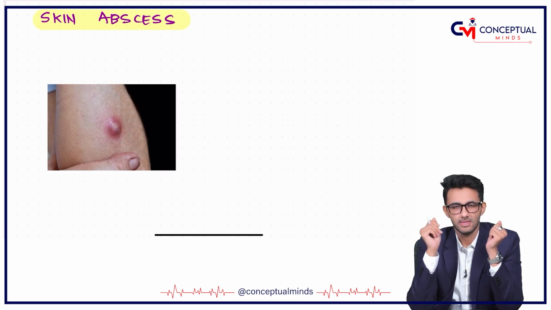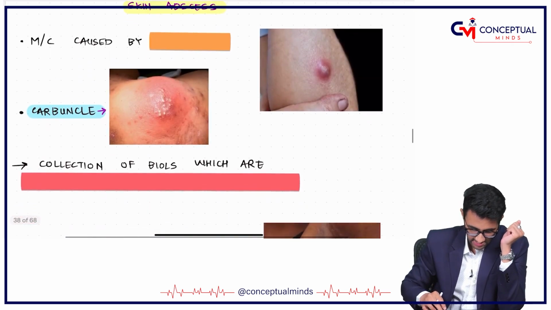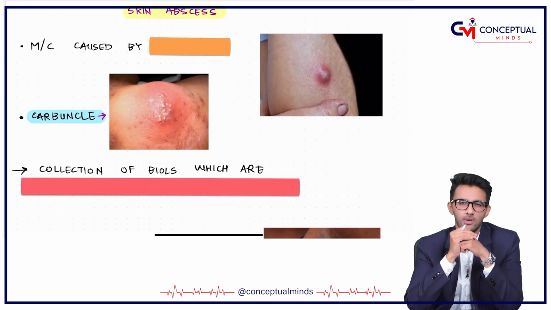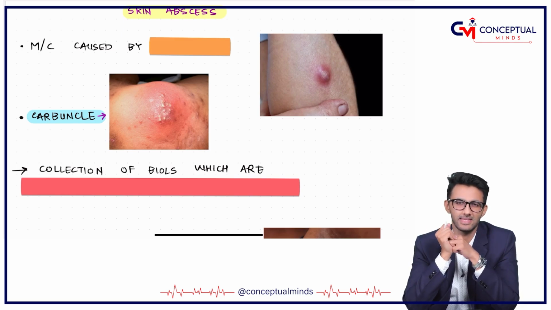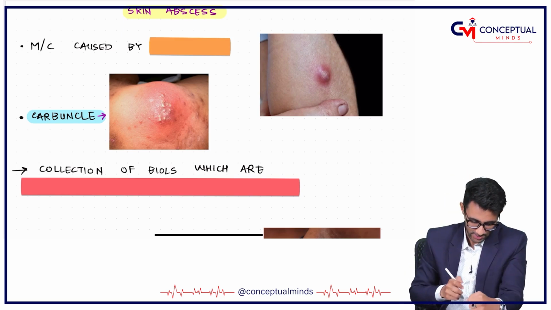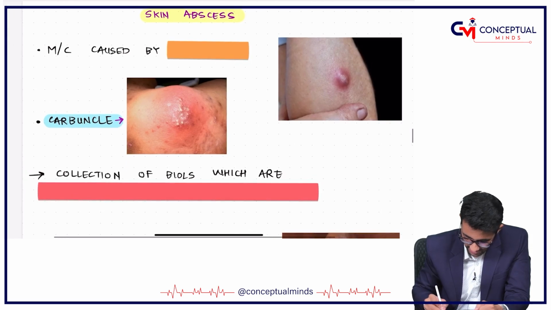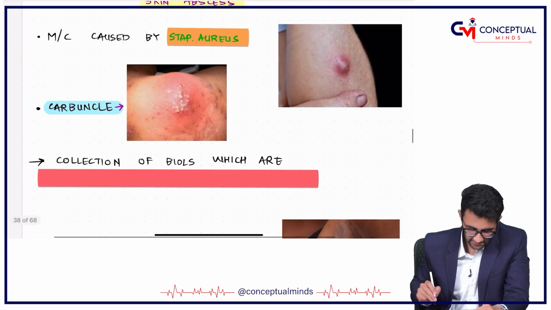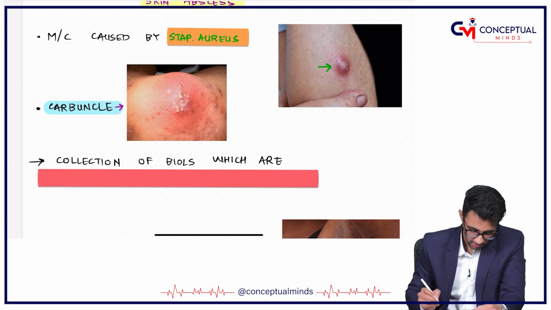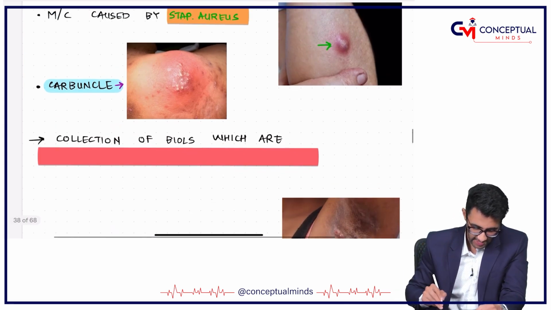Yes, so the first one is, let us see what is the most common organism which causes the abscess. I know this is the organism which we all listen about a million times, that is Staph aureus. It's caused by Staph aureus. This is an infection by Staph aureus. Okay, so the next one we have is a carbuncle.